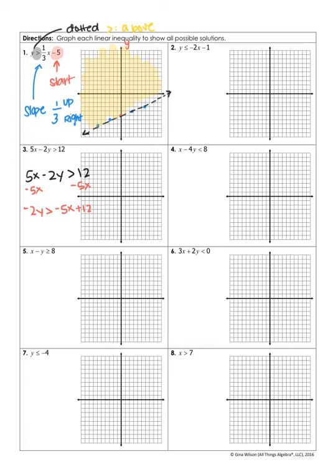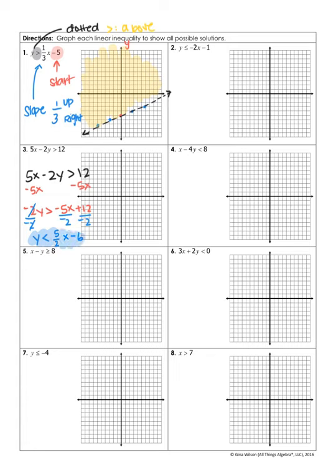The last thing I need to do is get rid of this negative 2. So I'm going to divide everything by negative 2, since that's like negative 2 times y. But remember, when you divide or multiply by a negative, it flips your sign. So it was greater than, and now it's less than. Negative 5 divided by negative 2 is a positive 5 over 2x, and then 12 divided by negative 2 is negative 6. So it's now in slope-intercept form.